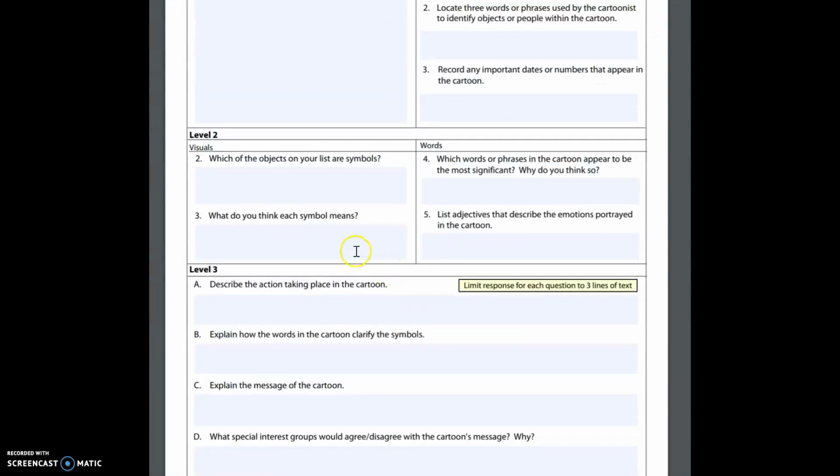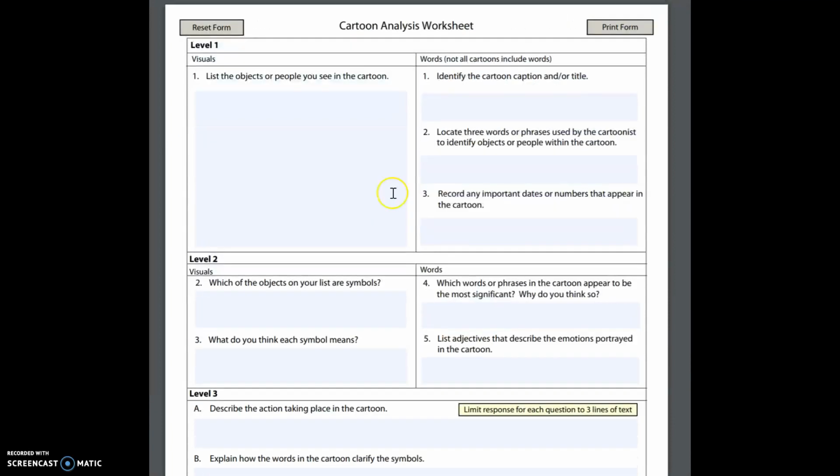Next, we're going to move to level 2 of our analysis of this cartoon. So, looking at the visuals for level 2, which of the objects on your list are symbols? So if we go back and we think about the objects that we listed in level 1, for each object that you list in this column, you want to write which ones from that list can be seen as symbolic of something else. And then you want to write what you think each symbol means.